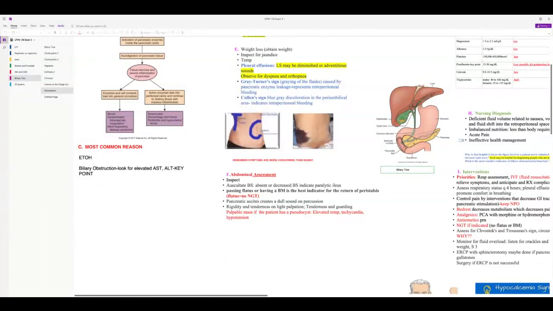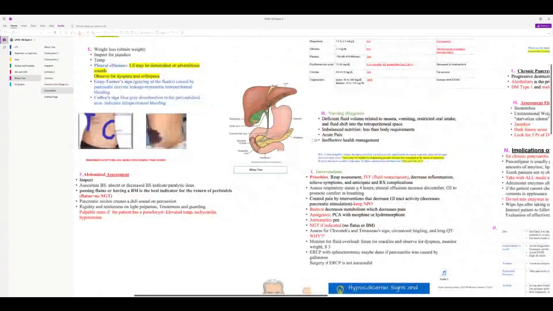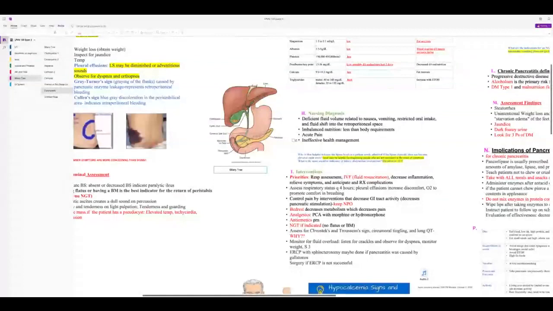Okay, so again, we talked about how to do an abdominal assessment. You're going to inspect, auscultate, percuss, and palpate last. Okay. Then I don't know if I talked about this with flatus. Okay, so with flatus, if somebody is having either a BM or flatus, that is the gold standard to tell that peristalsis is working or peristalsis has returned. Okay, so that's an important thing to know.